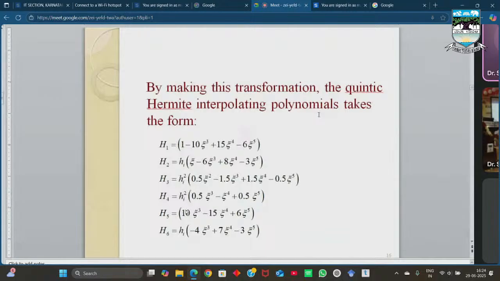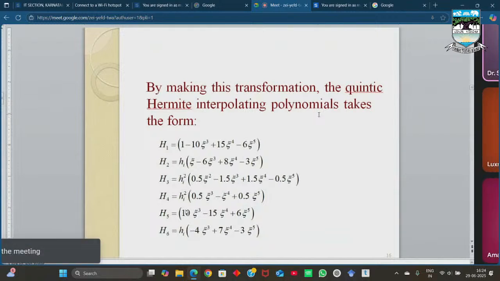Now at ξ equals 0, you can see H1 is non-zero and all others are 0. At ξ equals 1, H2 is non-zero. Similarly, when we take the derivative, H3 is non-zero at ξ equals 0 and H4 is non-zero at ξ equal to 1. Similarly, when we take the double derivative, H5 is non-zero at ξ equals 0 and H6 is non-zero at ξ equal to 1. So this will help to interpolate the function and its two consecutive derivatives.